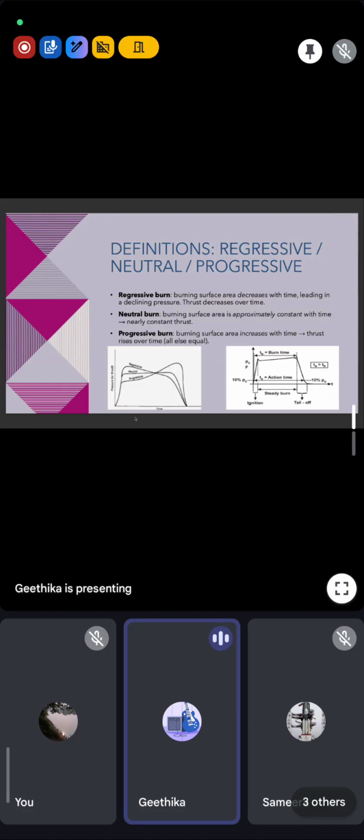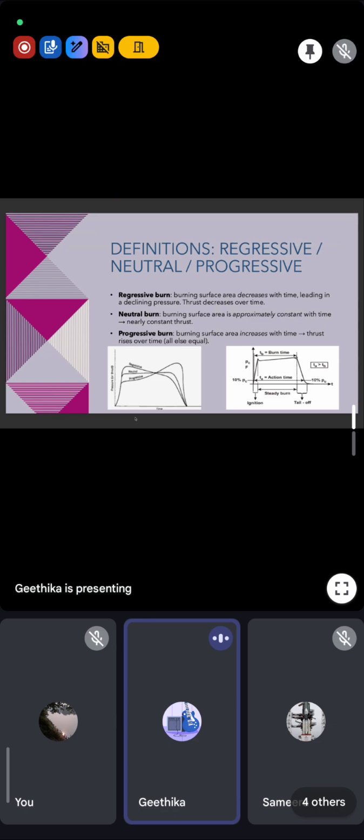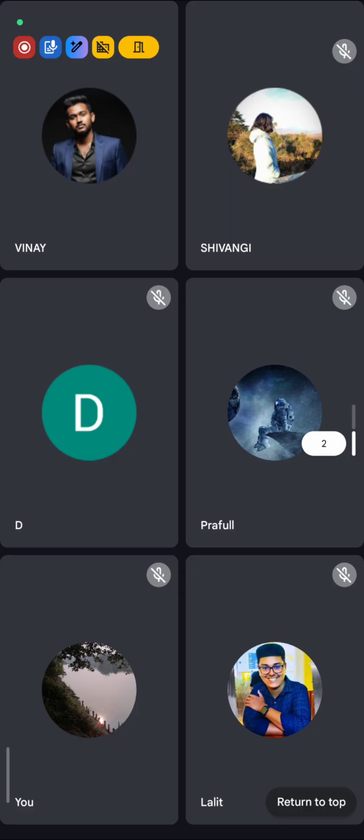It also depends on regressive burn, neutral burn, and progressive burn. Regressive burn is when the area of the burning surface decreases with time, which leads to a declining pressure. So the thrust decreases over time.